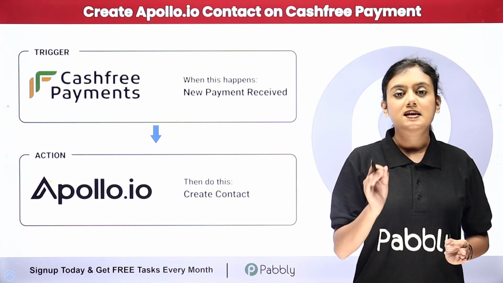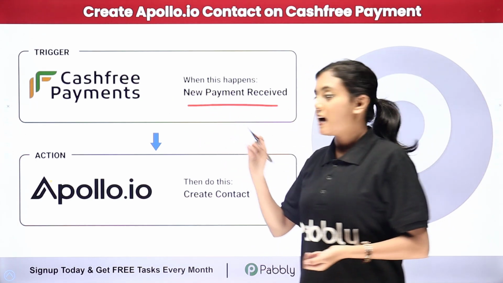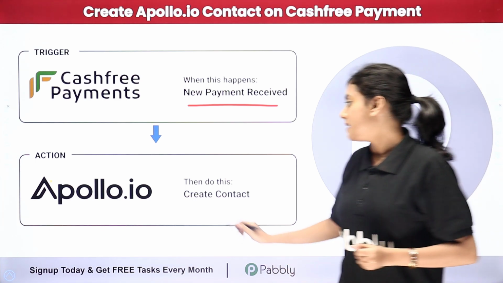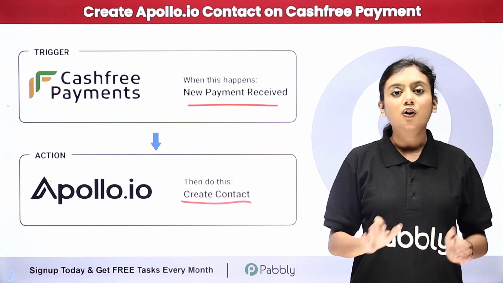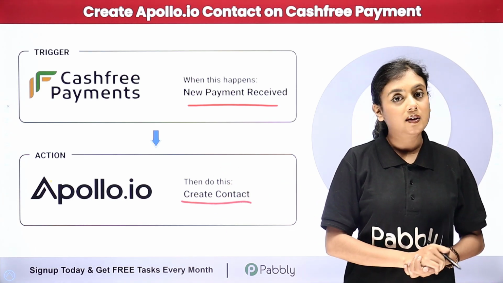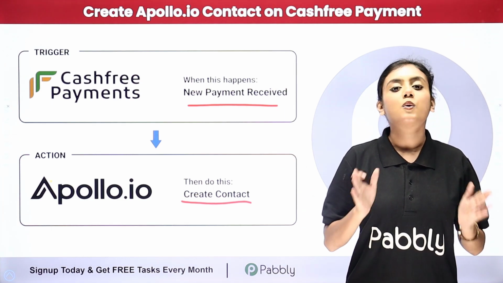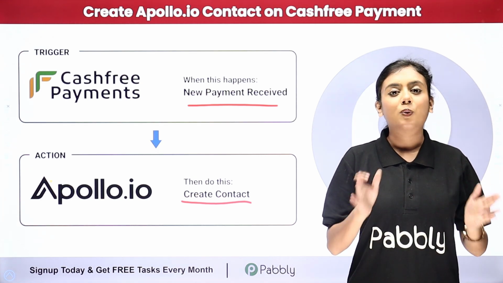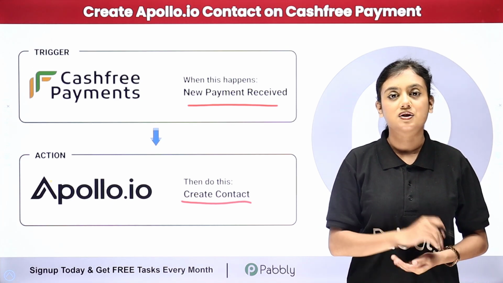Here, what I want is that whenever a new purchase is done using Cashfree and I receive a payment, I want to create that customer as a contact in my Apollo.io account. Creating these contacts manually after each new payment is very time consuming. So I've simply automated this entire process with the help of Pabbly Connect, which is an amazing automation and integration software.